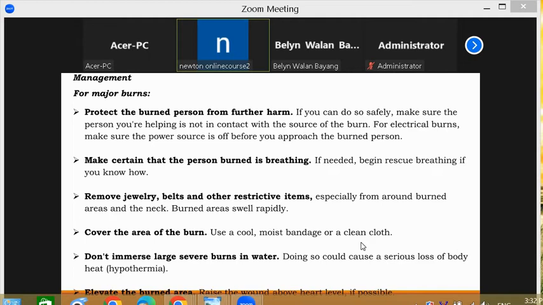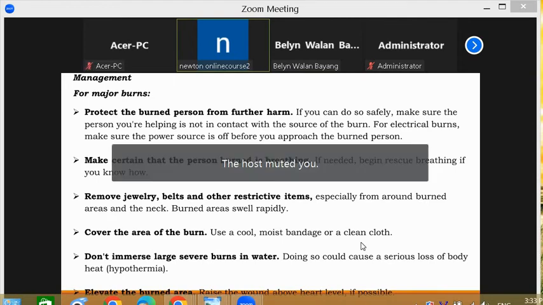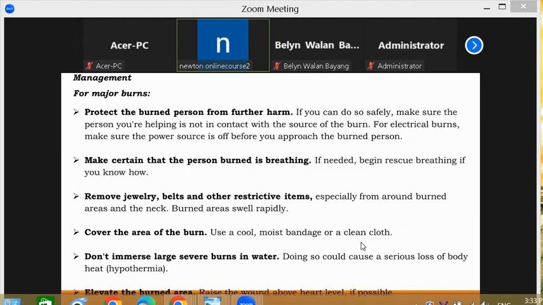Remove jewelry, belts, and other restrictive items. For example, the patient got burns on the hand, or a burn on the neck or something. If you find anything they are wearing on their hand or neck, you have to remove it, because swelling will happen. If swelling happens, it will be very difficult to remove from the patient's body. So before that we have to remove everything.